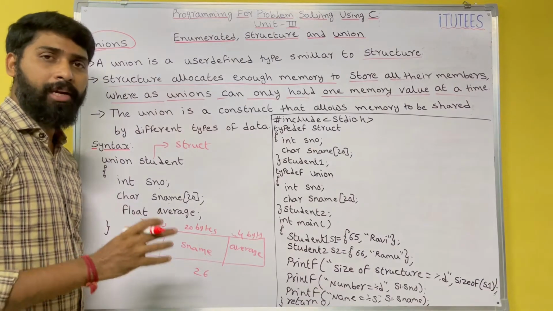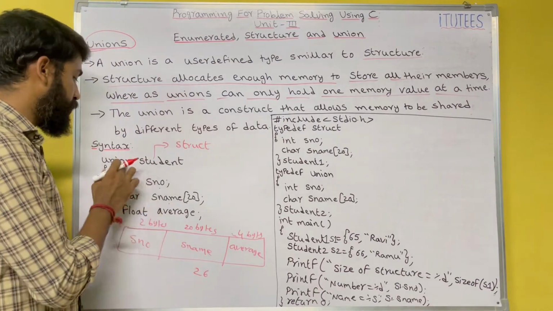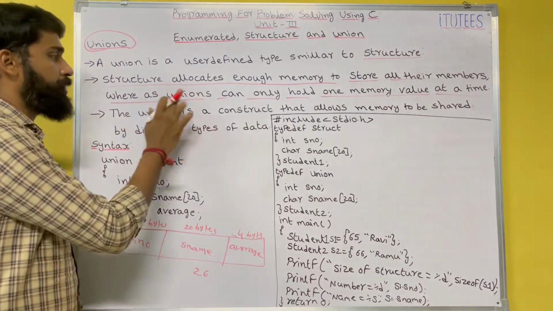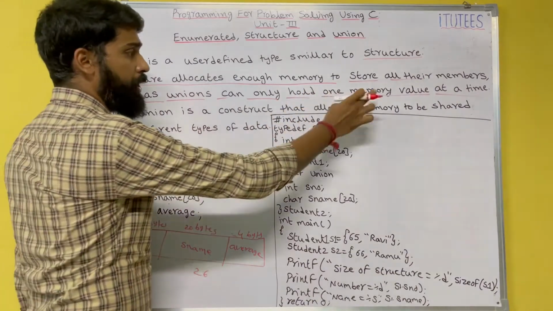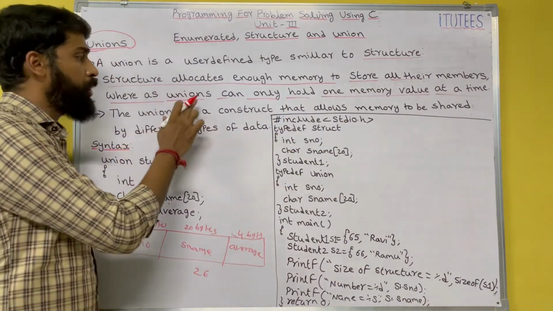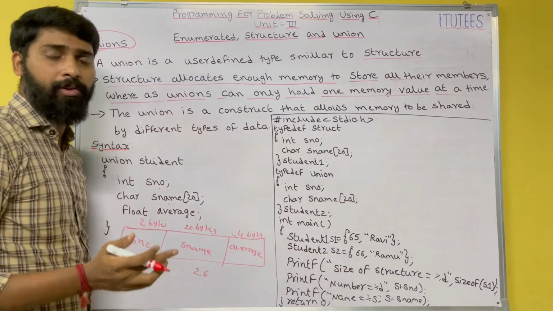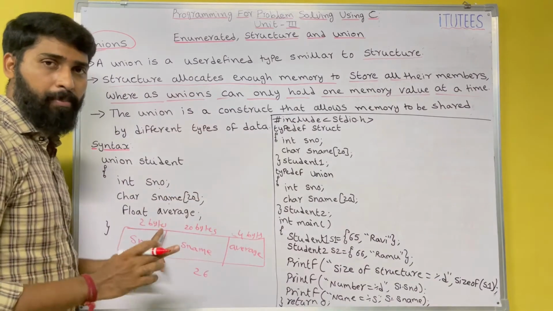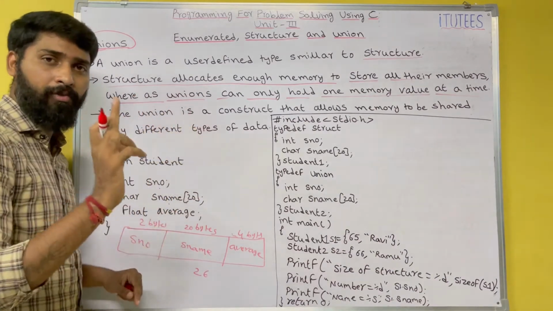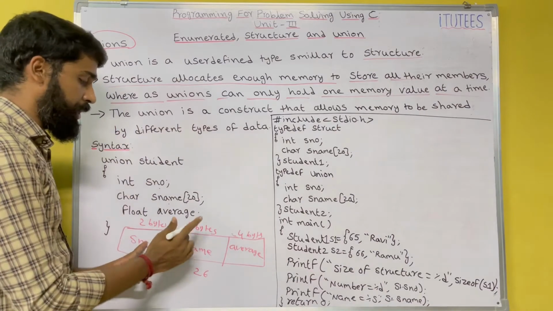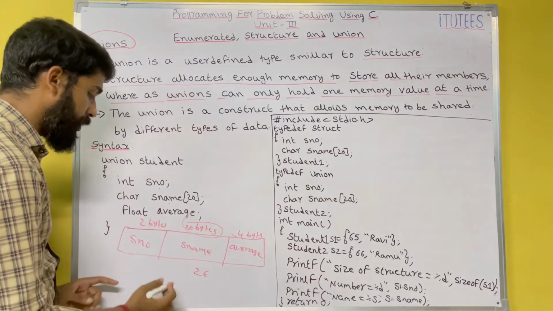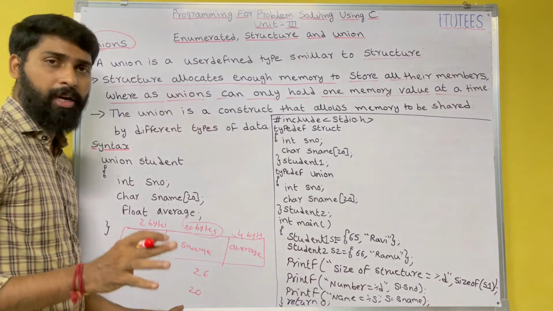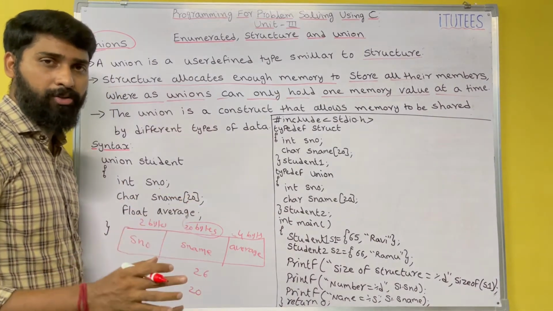Okay, if you declare the same student as a union, now what is the difference? A union can only hold one memory value at a time. How many memory values are here? 1, 2, 3. But the union can hold only one memory value. Of these three, 20 bytes is the highest. So the size of the union is only 20 bytes. I hope you all understand the difference between structure and union.